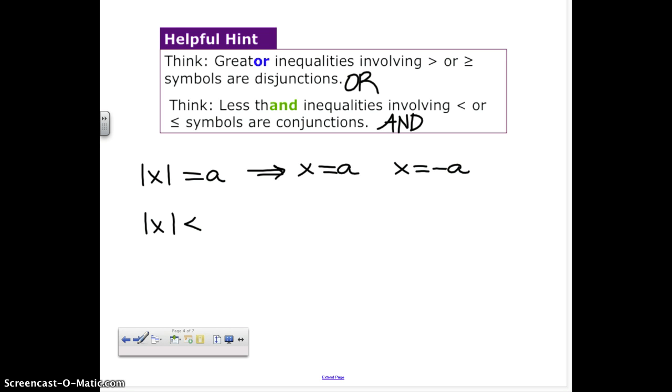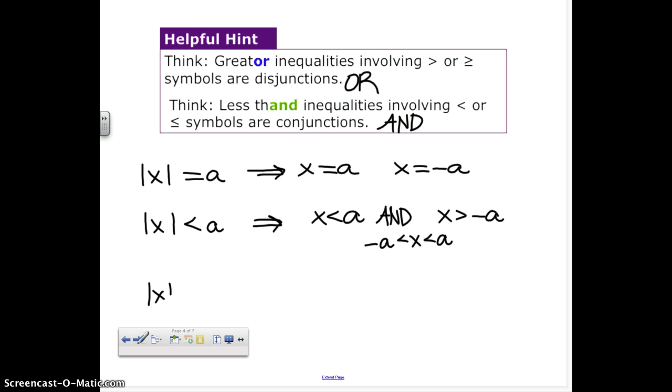When x is less than a number, I'm using a for a number. Here's what that means. That means that x could be less than the number. And it also means, because it's less than, that x could be greater than that negative number. When we put this together, we're looking at something like this. Okay? Because that's how and works. And allows us to put the 2 together. Okay? Or does not allow us to do that.